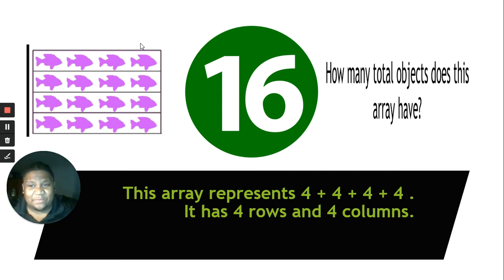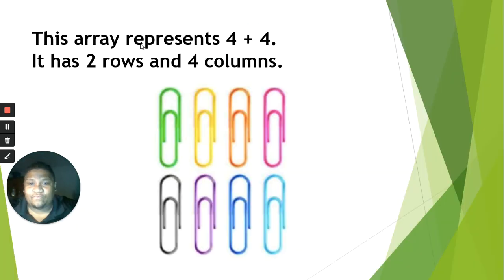Let's try another one. This array represents 4 plus 4, and it has 2 rows and 4 columns. Let's look at our rows. 1, 2, 2 rows, and 4 columns. 1, 2, 3, 4.